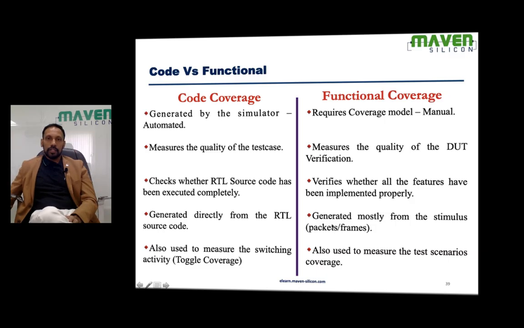And functional coverage is generated mostly from the stimulus. So from where are we getting functional coverage? Mostly from the stimulus, the kind of packets we generate or the kind of frames we generate. In case of router, the packets could be small packet, medium packet, big packet, corrupt packet. That's nothing but functional coverage.